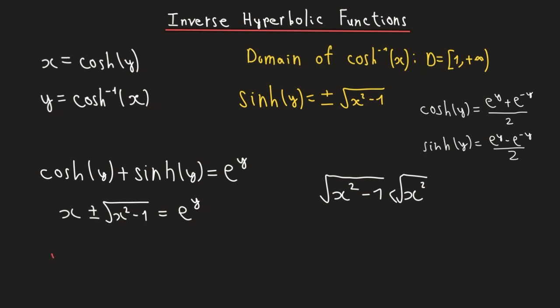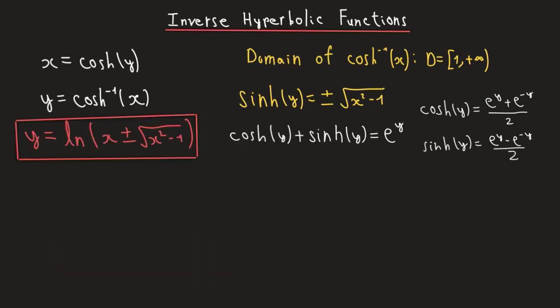which means that y is equal to the natural logarithm of x plus or minus the square root of x squared minus 1. And so this is the expression for the inverse hyperbolic cosine of x. And so just as a little recap of what we did here, first we decided by convention that x would be cosh of y and that y would be cosh minus 1 of x. And then we made sure of the domain to be sure that the inverse is well defined.